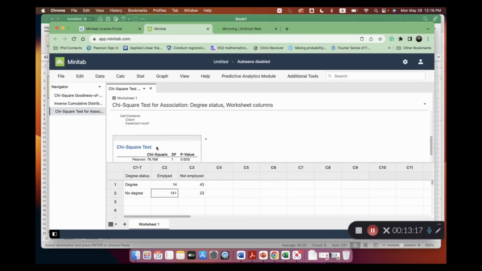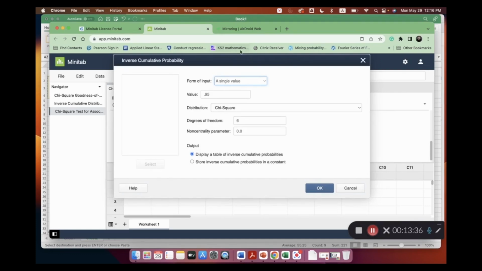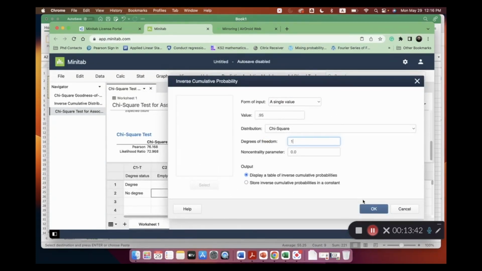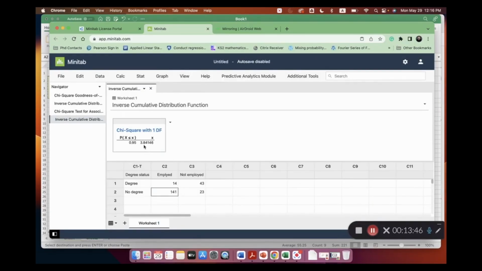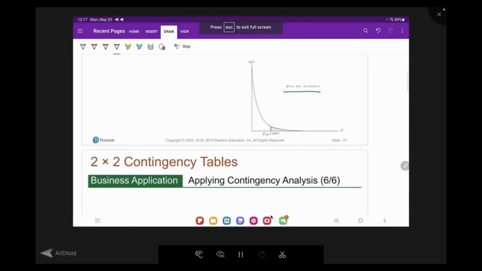So it's clear that the degree of freedom is 1 and the chi-square test value is 67.176. The question is how to find the chi-square critical. We go to Calculations, Probability Distribution, Inverse, then 95%, and degree of freedom is just 1. So we got 3.8, which is the critical value, and it is smaller than our value. This is the degree of freedom, this is the critical value, but our value was 67, which is somewhere here. This is the chi-square test. The p-value is 0, less than alpha. That's why we reject the null hypothesis.